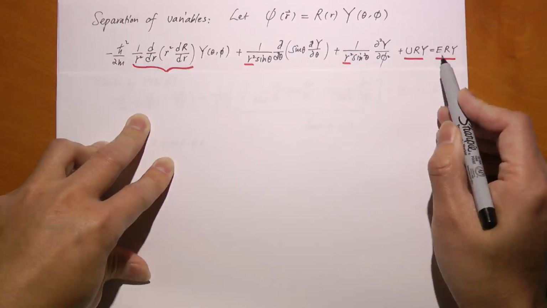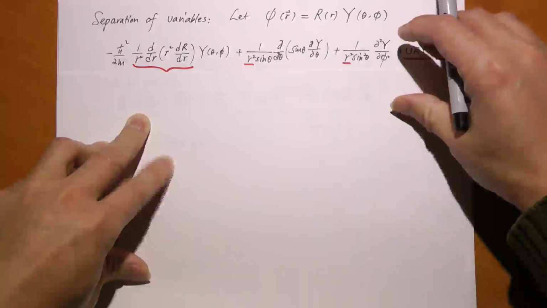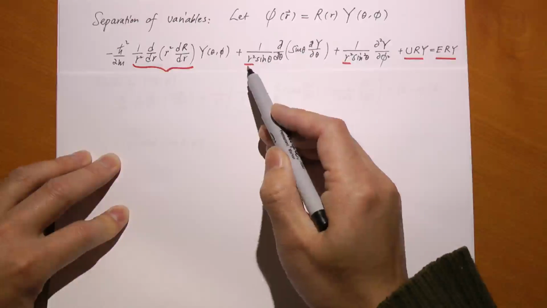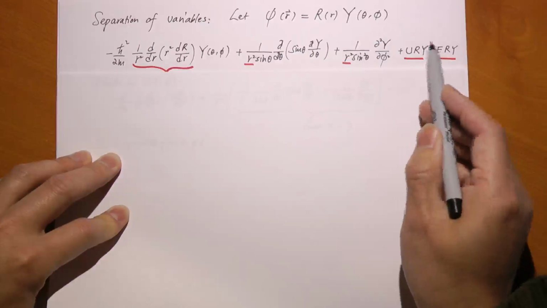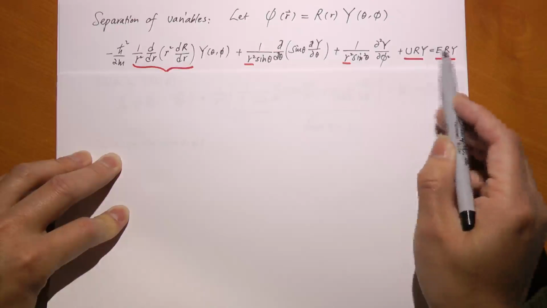The other side is e times psi. Psi is again y times r. And I have used a red color to highlight the dependency on r. This depends only on r, the radius. This only depends on r, the radius. No angular dependency on either term.